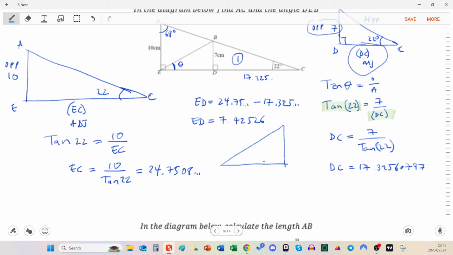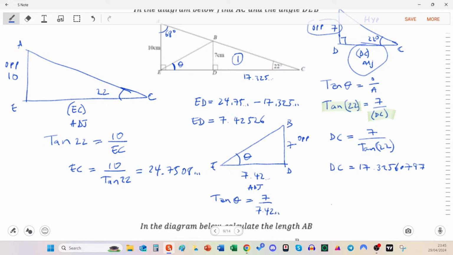We know that in this little triangle EDB, the bottom is 7.42, etc. Keeping it on my calculator. This top is 7, and this is the unknown theta. So to this theta, this is the opposite. This is the adjacent. So again, it's tan theta, that's the unknown this time, is equal to the opposite, 7, over the adjacent, which is 7.42, etc.